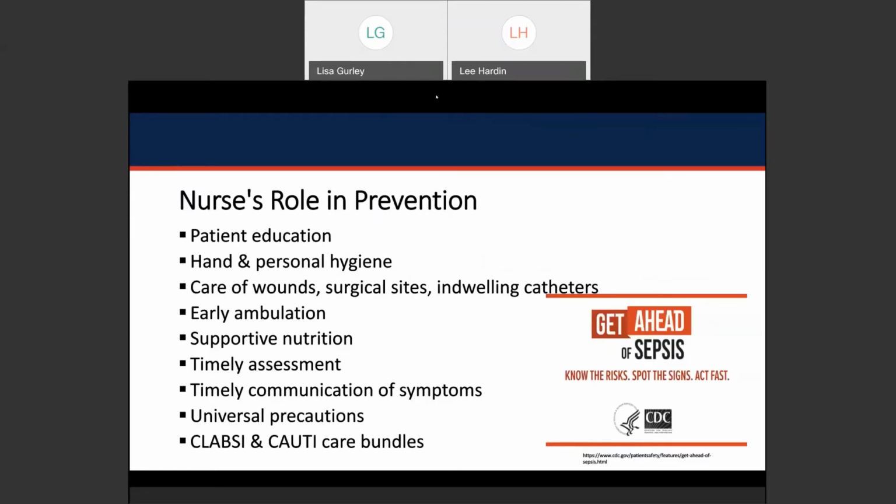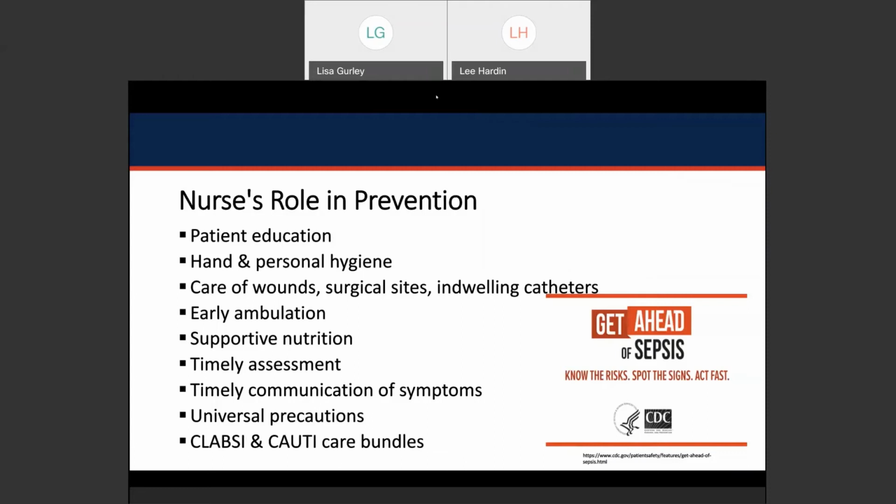Prevention of sepsis and septic shock is primarily a nursing role. The nurse should implement evidence-based measures to decrease the risk of infection, as well as assess for new infections. The measures include practicing and encouraging appropriate hand and personal hygiene. So this is for the nurse, the nursing staff, and the patient and family members.